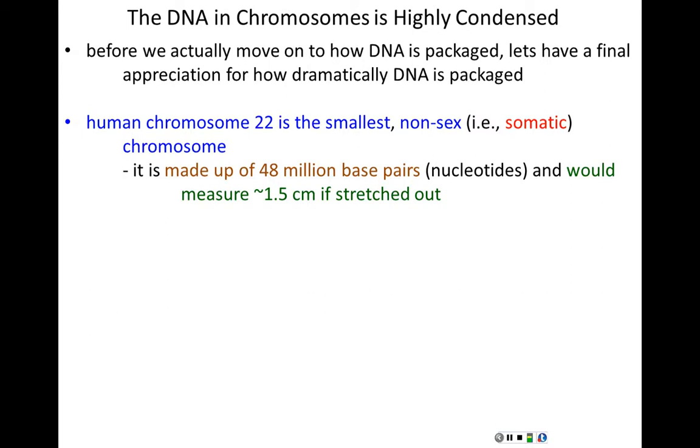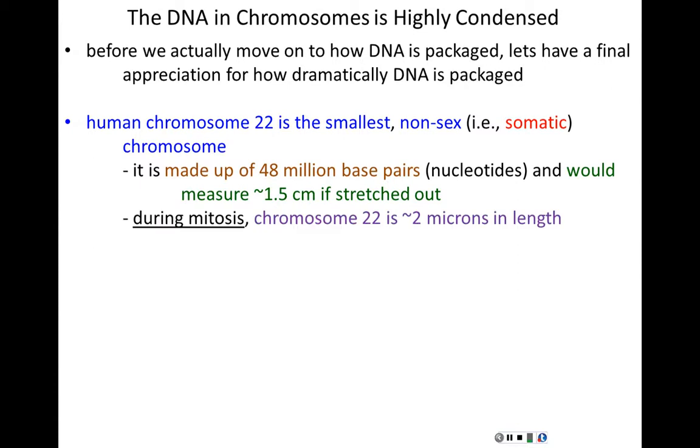And if it were all stretched out and uncompacted to its fullest extent, it would measure about 1.5 centimeters long, which is pretty long for a molecule of DNA. And again, this is the smallest we have. During mitosis, chromosome 22 measures about 2 microns in length. And please keep in mind that during mitosis is when DNA is at its most compact. So when chromosome number 22 is compacted at its greatest extent, it measures about 2 micrometers in length. That is a 10,000-fold compaction.